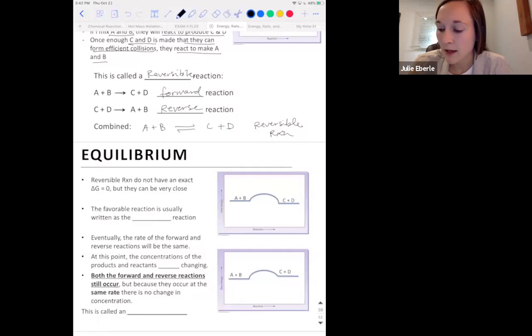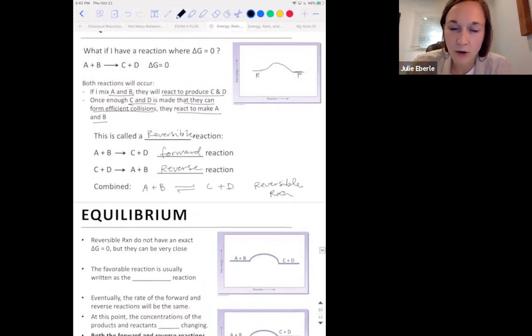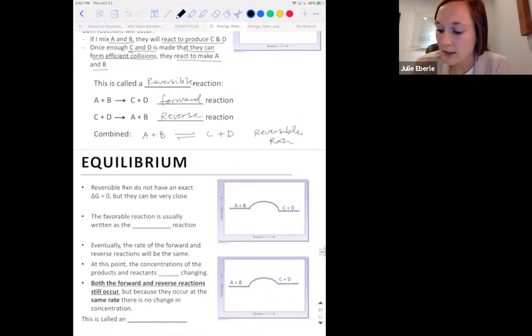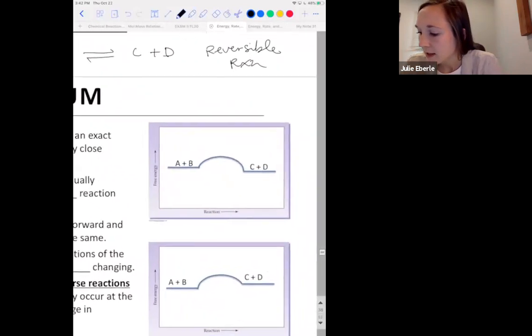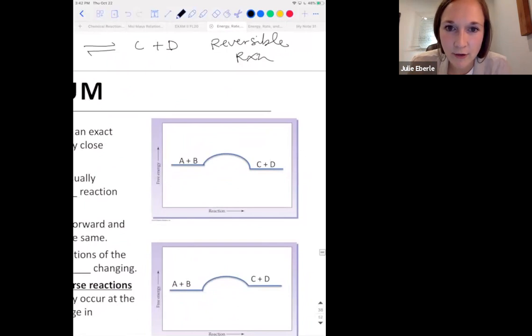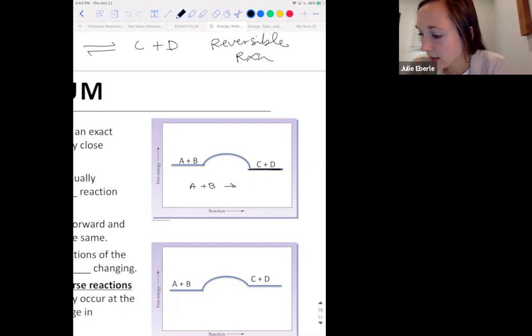Now, I introduced this slide. I said, what if delta G is 0? And to let you in on a little secret, delta G can never actually be 0.000, but it can be very, very close. But you'll notice that in usually one direction or the other, something is a tiny bit more favorable. Whichever one ends up being a tiny bit more favorable, we consider the making of those things the forward reaction. So here you see that the level of C and D is slightly lower than A and B. So the forward reaction here would be A plus B make C and D.